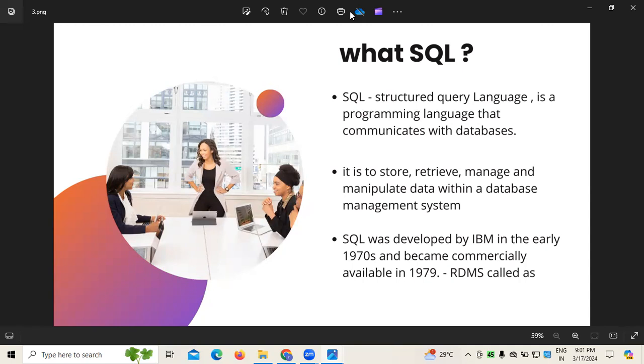So when we are working on the database, it's always useful for us to store the data, because using SQL we can store the data. For example, you have some customer records, somewhere around more than a lakh, roughly speaking. You want to store the data first. Next, you want to retrieve the data. Retrieving means you have to extract it. Next, you have to manage the data for different reasons. At the same time, you want to manipulate data.